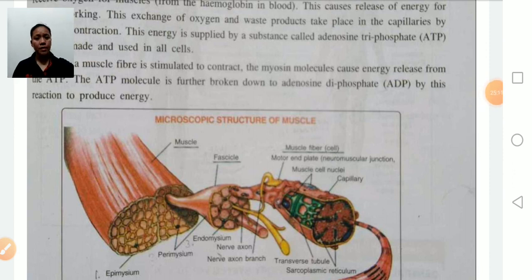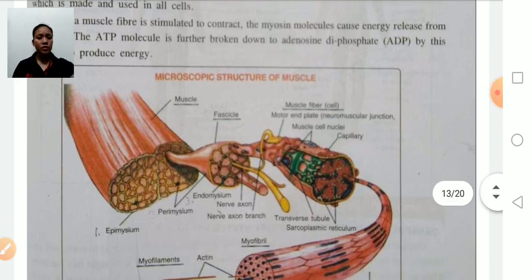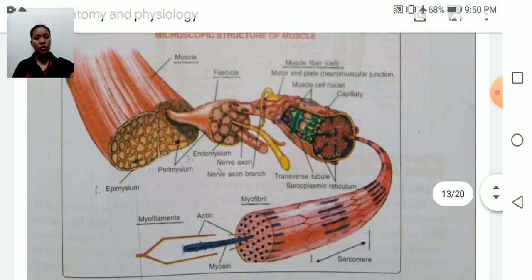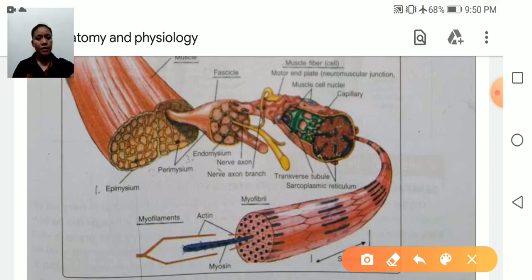This is the microscopic structure of muscle. This is the muscle, and the muscle is covered by a thin layer called epimysium. A group of muscle fibers is covered by perimysium, and the single individual muscle fiber is covered by endomysium.